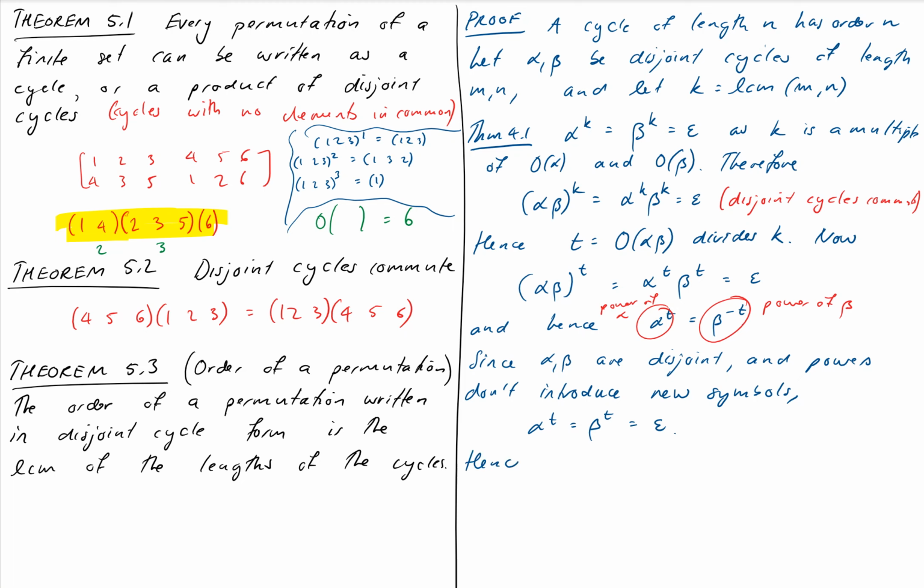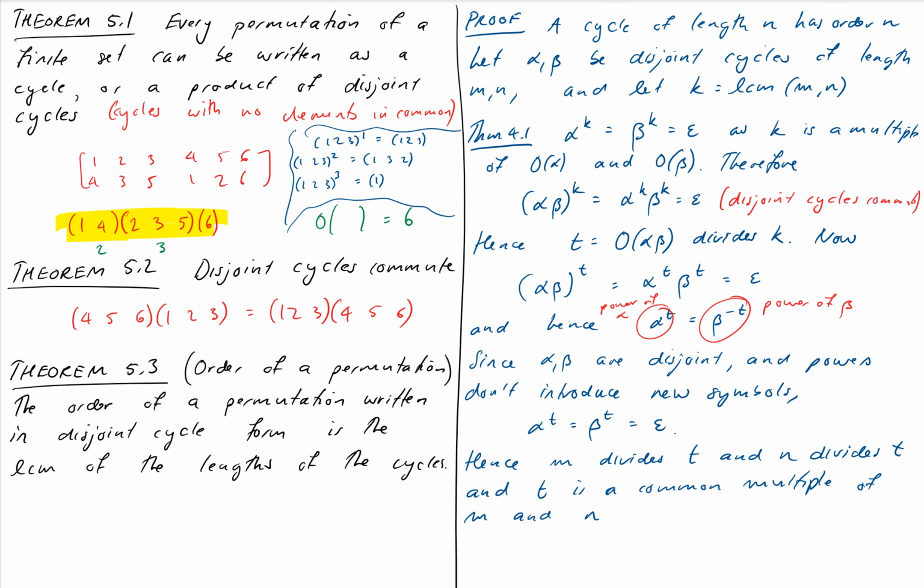Hence, now I can apply the same logic I applied before. I have something to the power of t is the identity, and we know the orders of these things are m and n. m divides t, and n divides t. And what can we then say? Well, therefore, if m and n both divide t, then t is a common multiple of m and n.